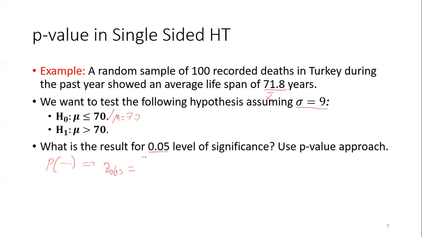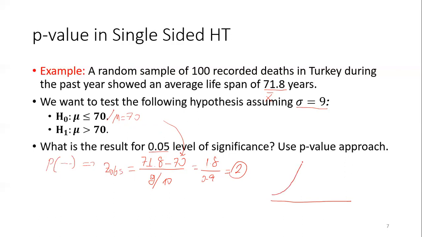The observed is equal to 71.8, right? Minus 70, which comes from the null hypothesis, divided by sigma divided by root 10, which is 0.9. So this is equal to 1.8 divided by 0.9. That's equal to 2. So this is my test statistic, the observed test statistic value.